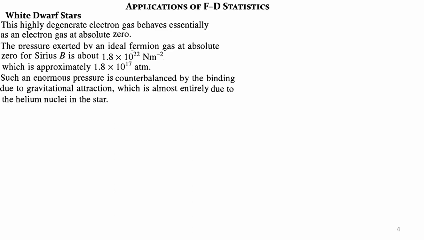But here in this Sirius B star, the nuclear and electronic interaction can't be that strong to hold the star together at such a high pressure. That's not sufficient. And the main cause for binding of this star is actually the gravitational attraction, which is mainly coming because of the helium nuclei.